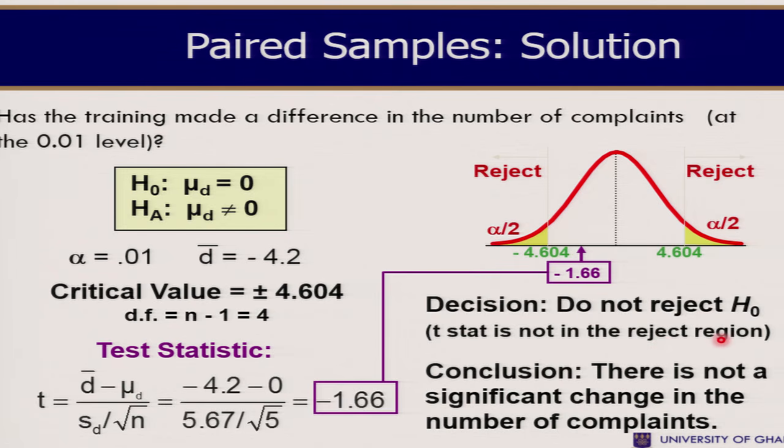Hence our calculated t is not in the rejection region, and hence we fail to reject our null hypothesis, and therefore conclude that there is not a single change in the number of complaints, and the training has not made any difference in the number of complaints at the 0.01 level of significance.